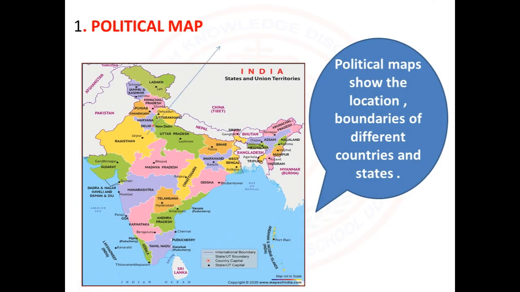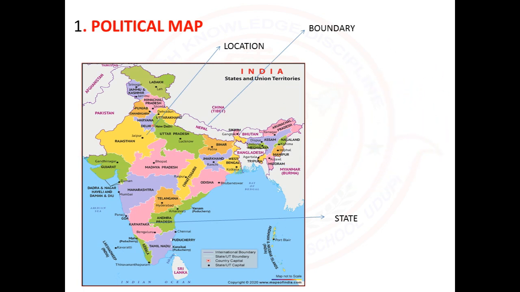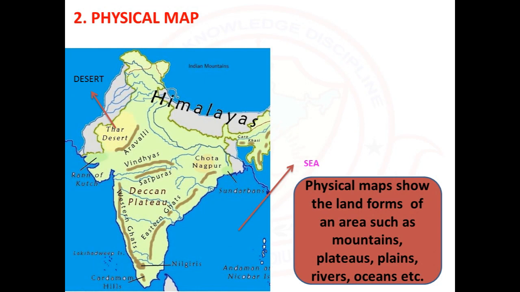Political map. Political maps show the location, boundaries of different countries and states. Physical map. Physical maps show the landforms of an area such as mountains, plateaus, plains, rivers, oceans, etc.